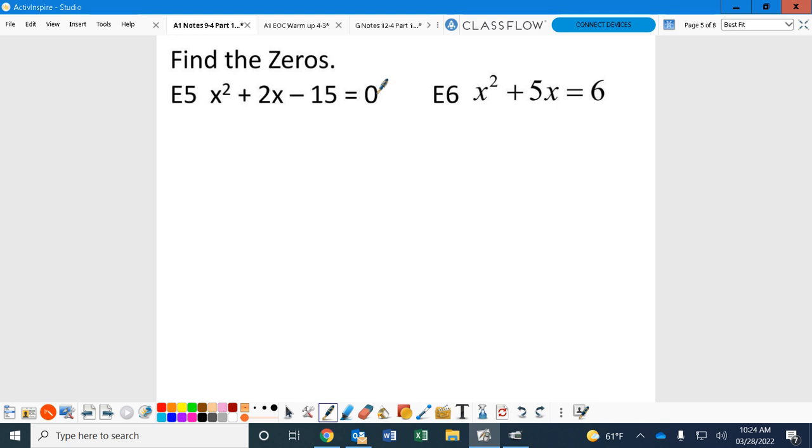We've done this. Factoring using an easy diamond means that we would set up our diamond. We would put the last number at the top, negative 15. We would put that middle number on the bottom, which is 2. And we're looking for the two numbers that multiply to give me negative 15, but add to give me 2. What are they? 5 and negative 3. Perfect. 5 and negative 3.